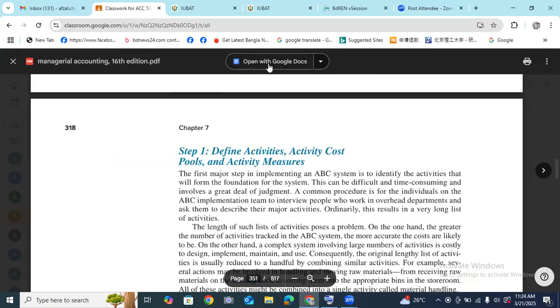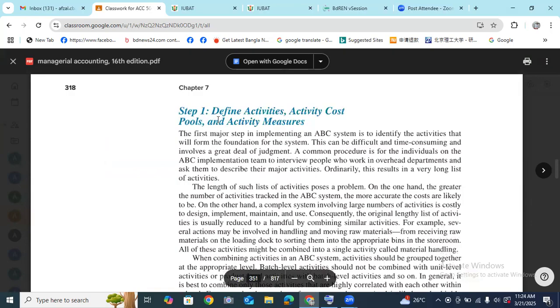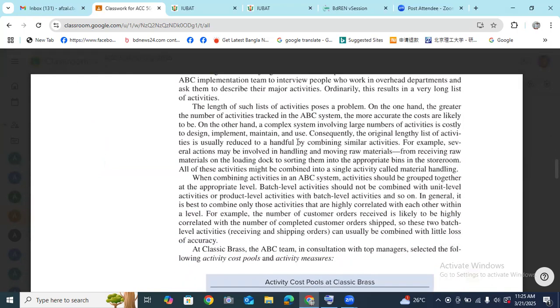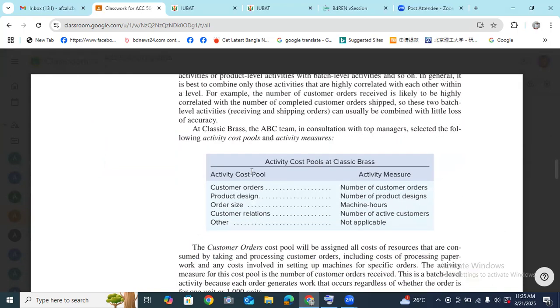Now, first step, you have to define the activities. Then activity cost pools and the activity measure. These are the activity cost pools. Customer orders. For example, you estimate that for customer orders, you need to spend 5 lakh taka. So if you segregate these 5 lakh taka for customer orders in one place, this is called a cost pool.